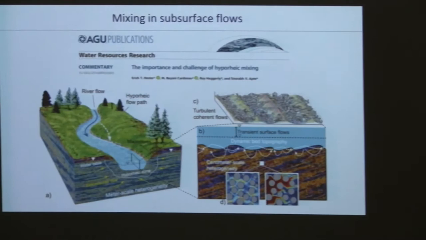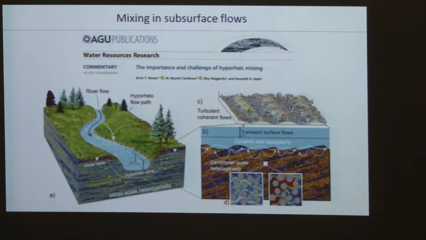Now, this works for contaminant transport, but we also have natural systems where mixing plays an important role when we want to understand the cycle of elements in the Earth. So one of the key issues is to understand how rivers transport and recycle nutrients and different chemical species.